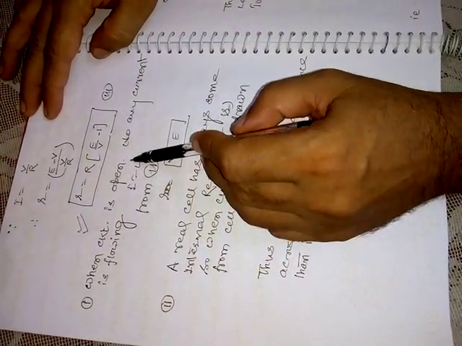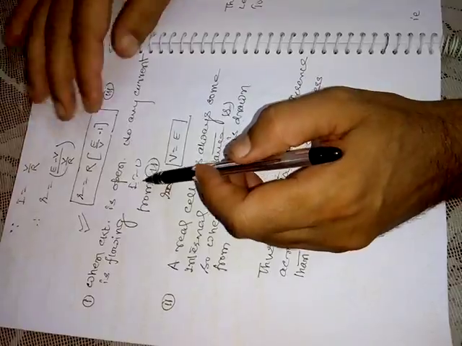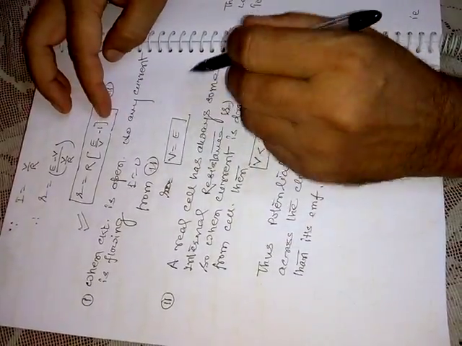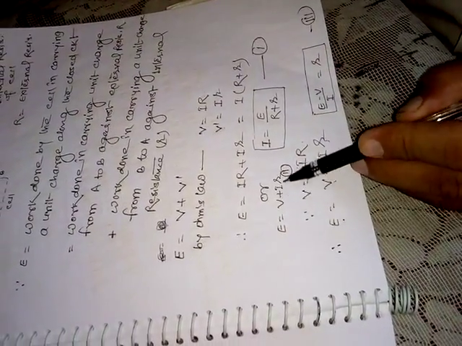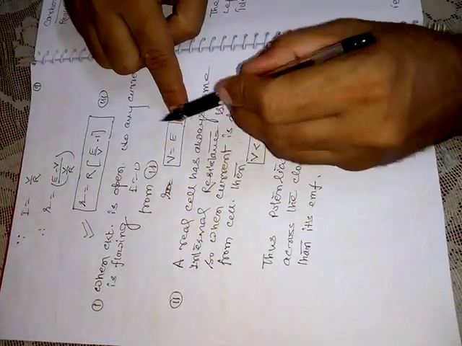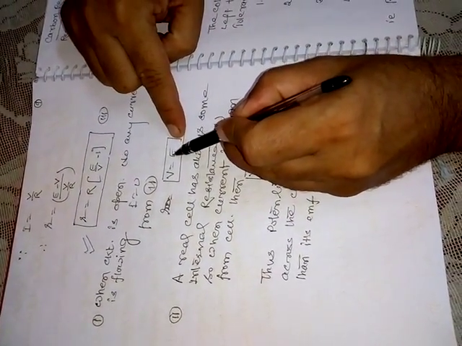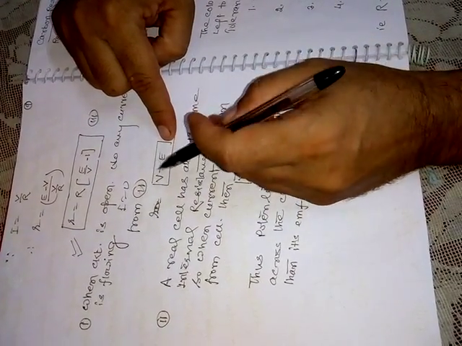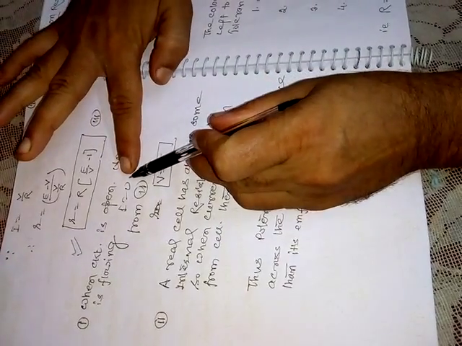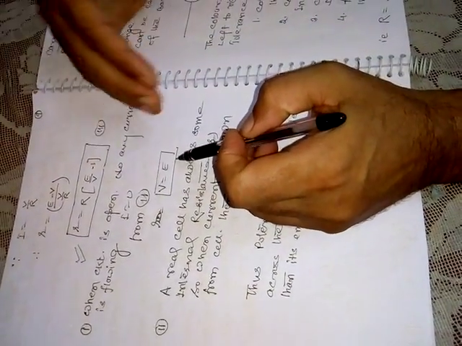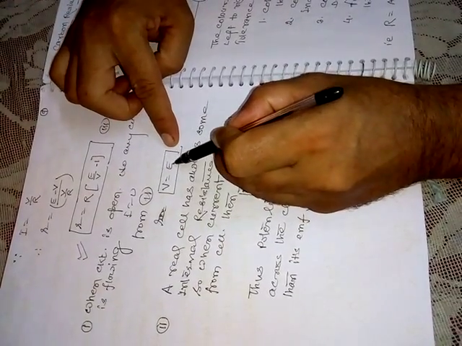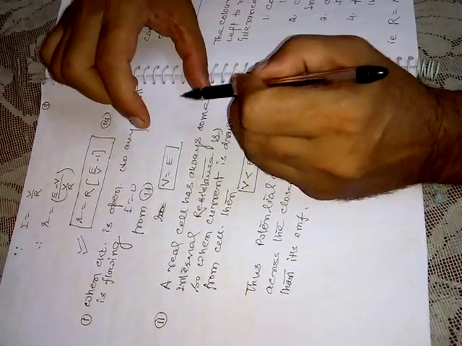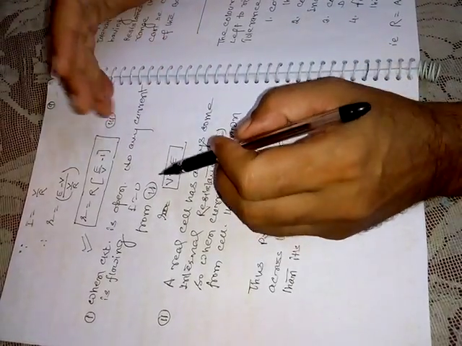Suppose the circuit is open. When the circuit is open, it means no current is taken from the cell, meaning I is equal to 0. So from the second equation, E is equal to V plus Ir. If I is 0, then E is equal to V. It means EMF is the maximum potential difference between the terminals of a battery or cell when no current is drawn from it. This is another definition of EMF. Once again, EMF is the maximum potential difference across the terminals of a battery or cell when no current is drawn from it.